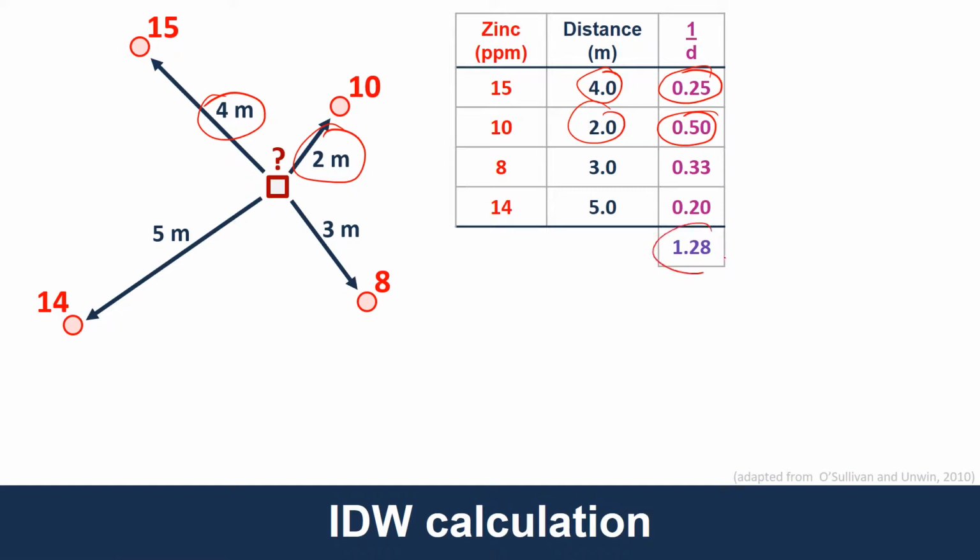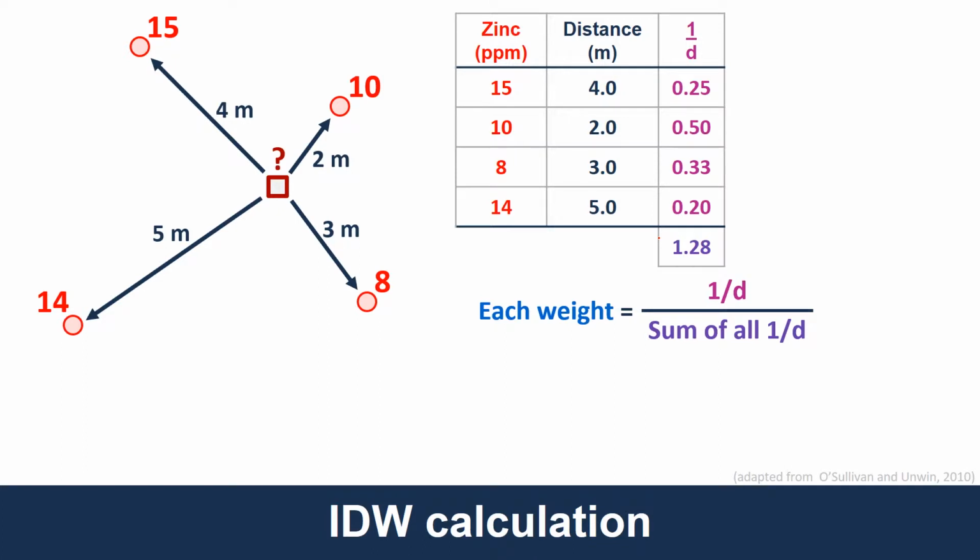But you'll notice that the weightings don't add up to 1, they add up to 1.28 in this case. So we need to somehow standardize those weightings to make sure that they add up to 1, so we're not over or underestimating our zinc values. So to do that, what we do is we take each of these values, which is 1/d, so here let's say 0.25, and we divide it by the sum of all of the values. So we're adding up all of these together to get 1.28, and we're dividing each 1/d by the sum of all 1/d's. So it's just a way of standardizing the values so that they add up to 1.